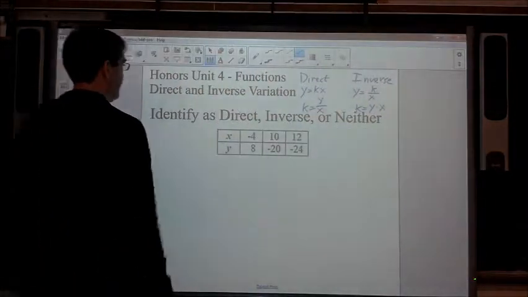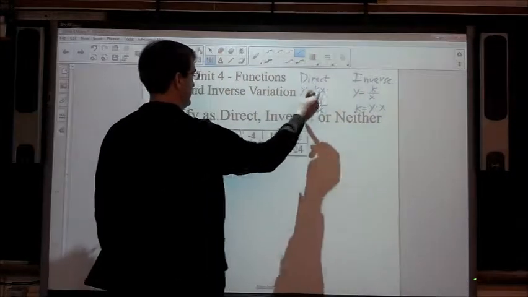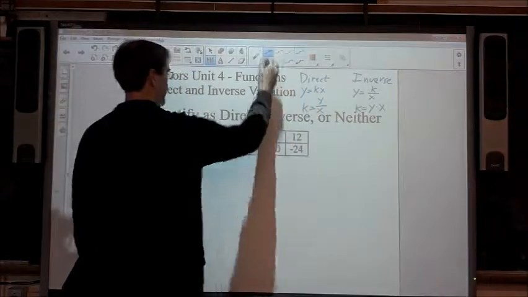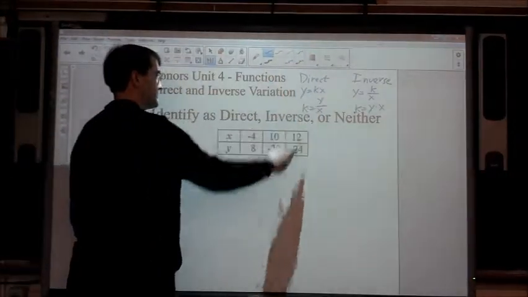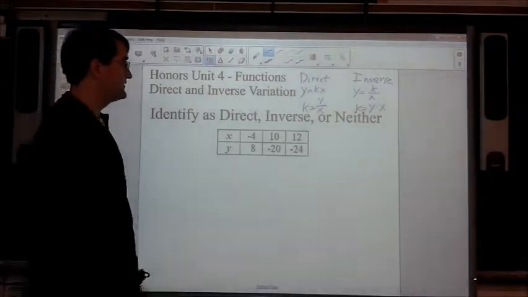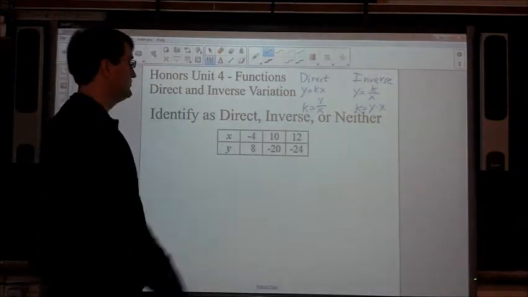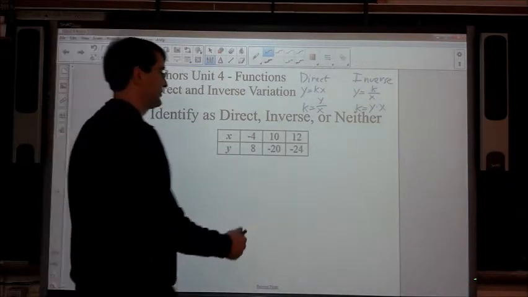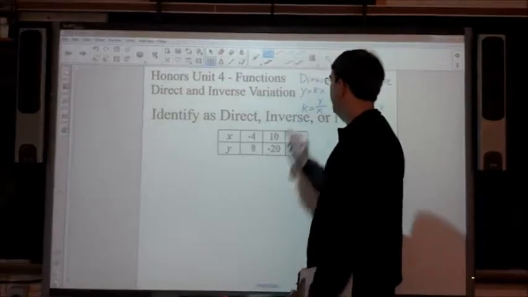Let's look at a third example. We have negative 4, 8, 10, negative 20, and 12, negative 24. So we'll try direct again. We'll try that first. Doesn't really matter which one we try first, but you might think that this would probably be a good idea for us to try first.